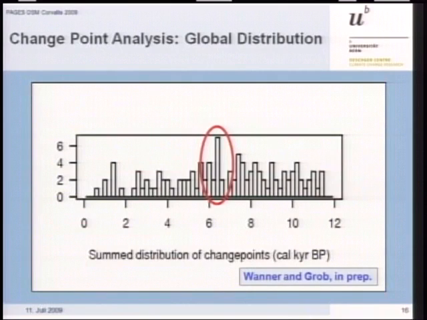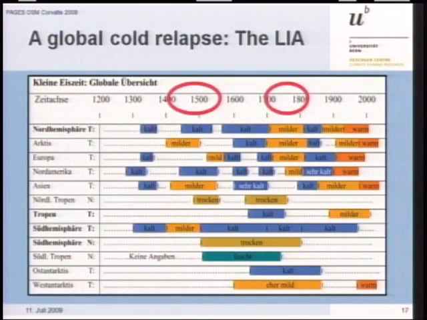It's clear for me we have to get much more data. It's only some tens of data sets we have here. And we're now trying to get the same amount of data sets for each region and looking at the whole frequency at the regional scale.